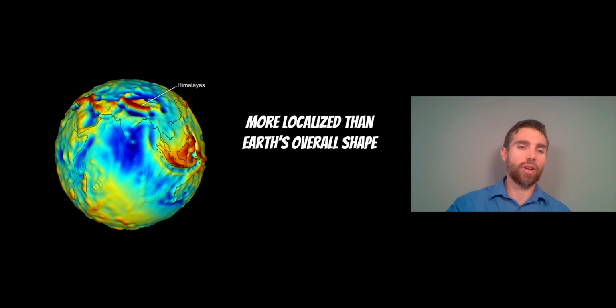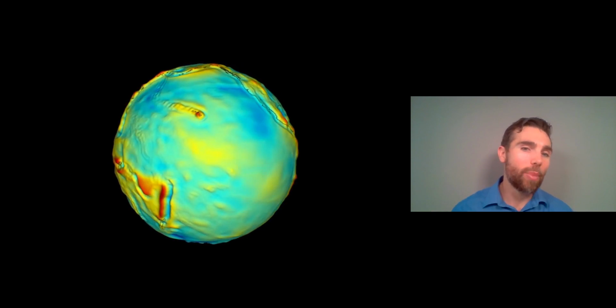If you look at specific local places on the planet, you can have much higher gravity and much lower gravity. It's not just about the overall shape of the planet, but the small changes on it. Here you've got the Himalayas noted, which are red, which means that they've got higher gravity. Now, you've got a video showing that full map here.